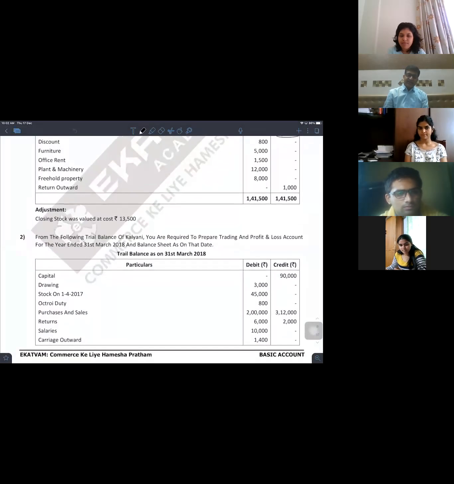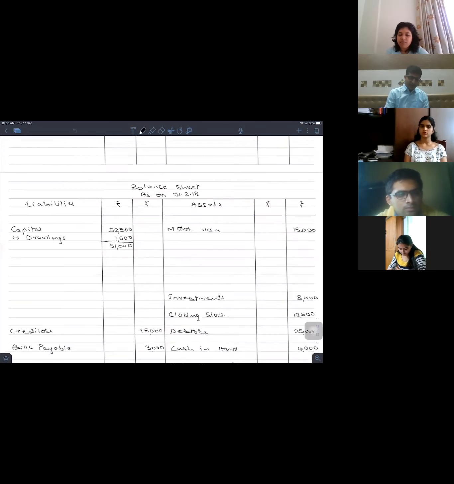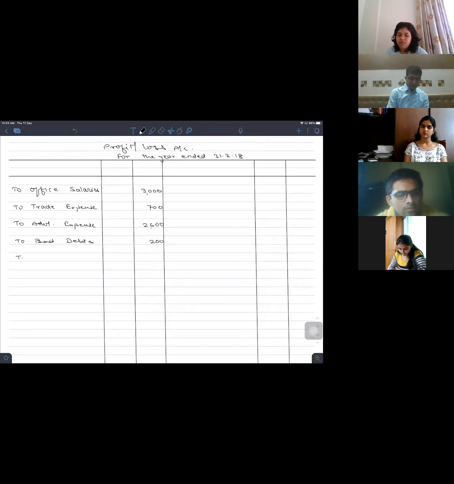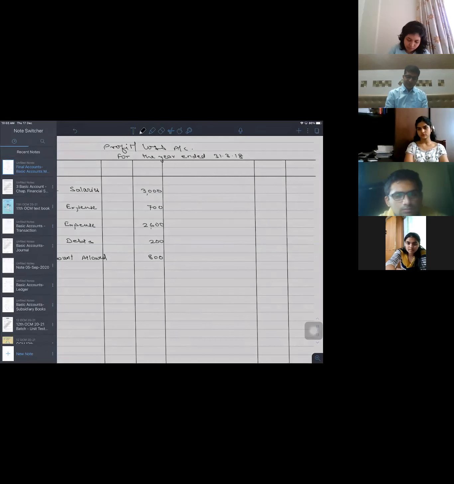Discount is given in the debit side, means it is our expense or not? Discount can be expense, can be income. If it is given in the debit column, means it is an expense. If it would have been given onto the credit side, means it would have become our income. So here in the profit and loss account debit side, to discount allowed rupees 800. Is it right?